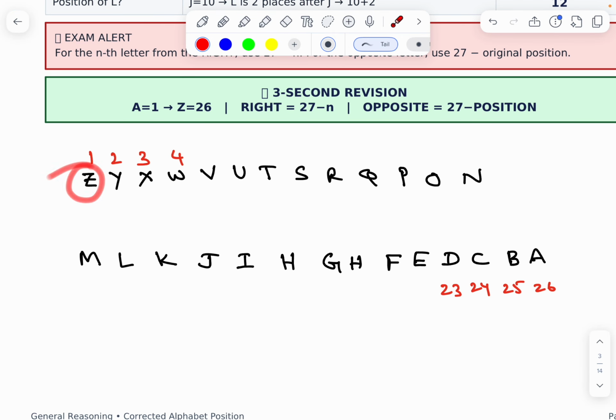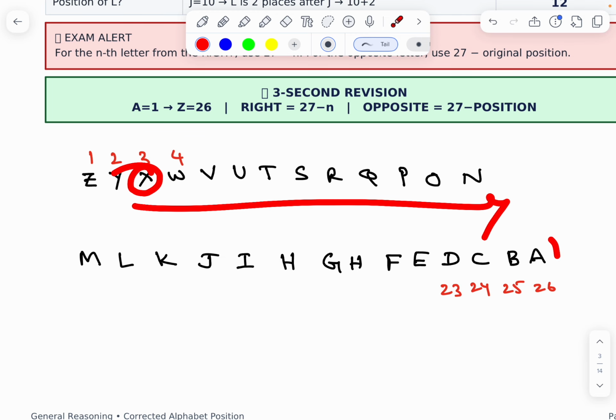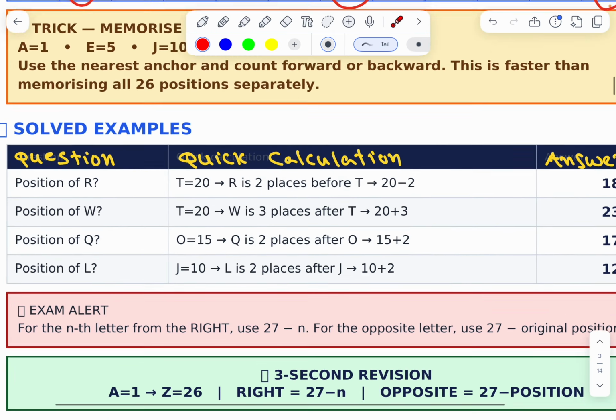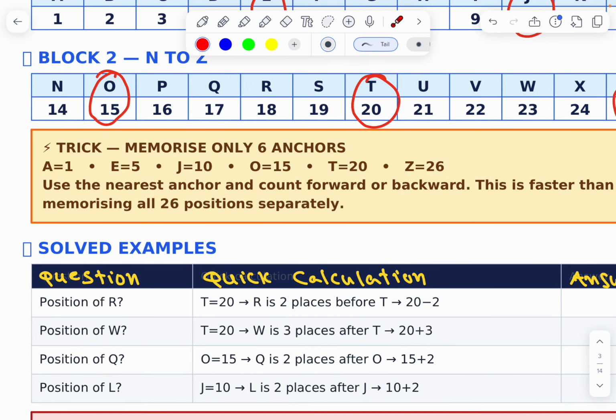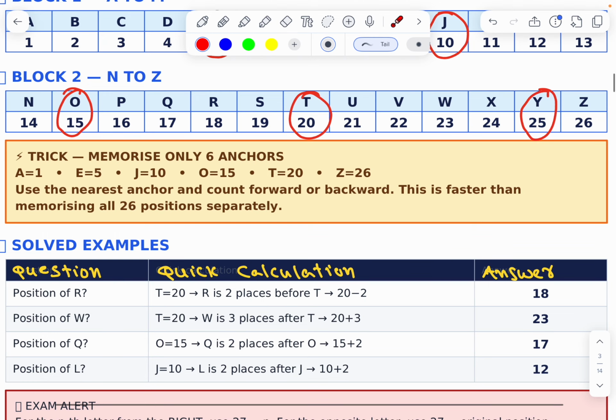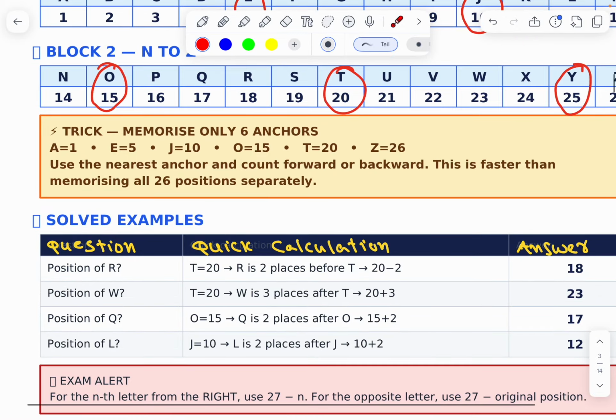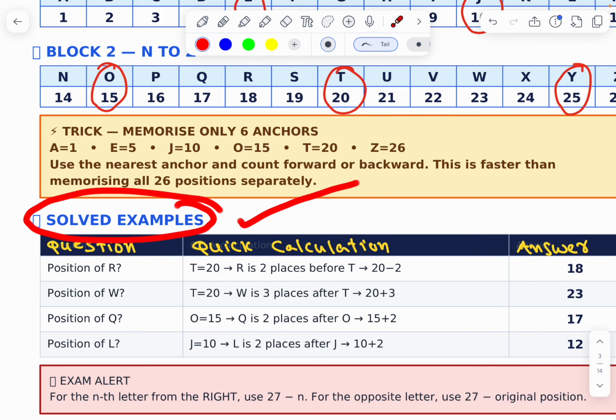Z is equal to 1, Y is equal to 2, X is equal to 3 like that. And A is equal to 26, B is equal to 25 like that. Comparing with here, A is equal to 1, Z is equal to 26. And A is opposite to Z, B is opposite to Y. Like that.